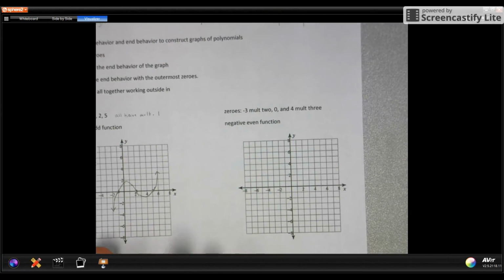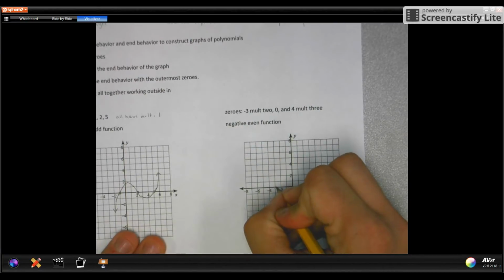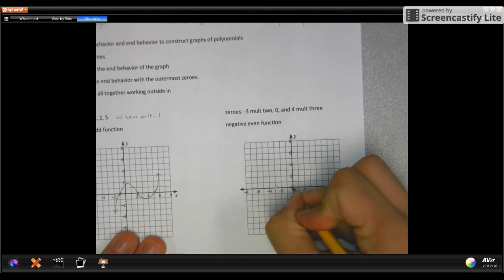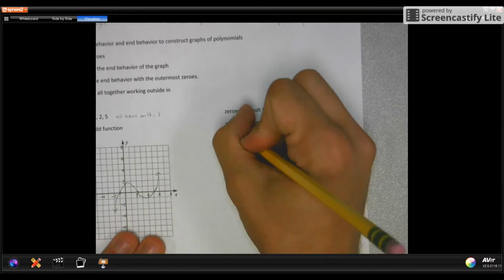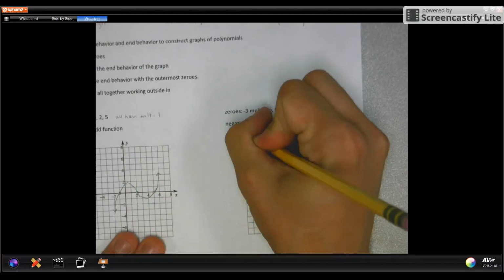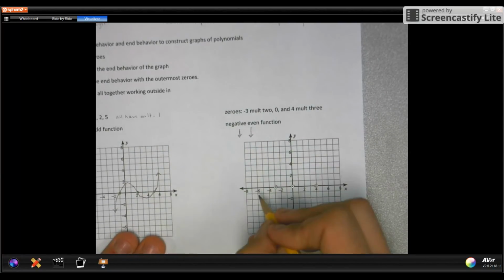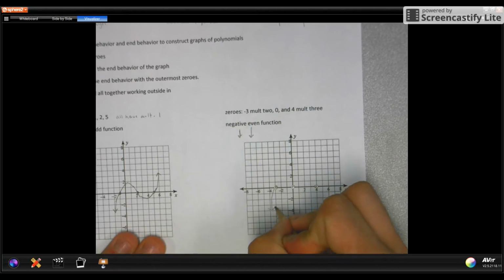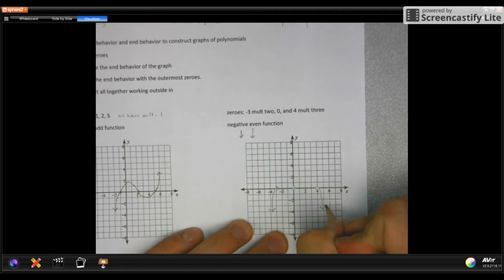Second example. Okay, here I have zeros at -3, 0, and 4. So the first thing I want to do is plot again my zeros: -3, 0, and 4. I know it is a negative even function, so that tells me I'm going to have those two downward arrows, or that's what it's going to look like. So if I think about my zero furthest to the left, it's got to go down. And again, on the right it must also go down.